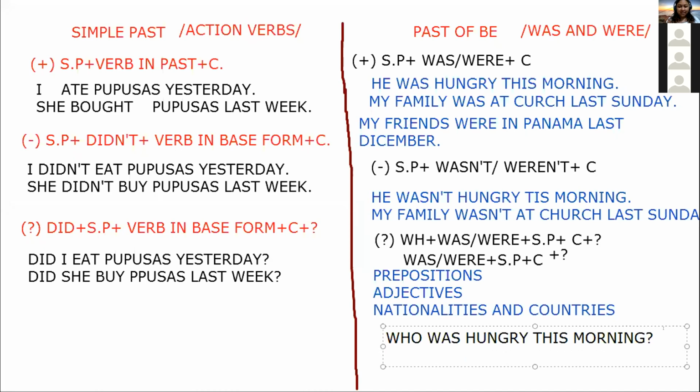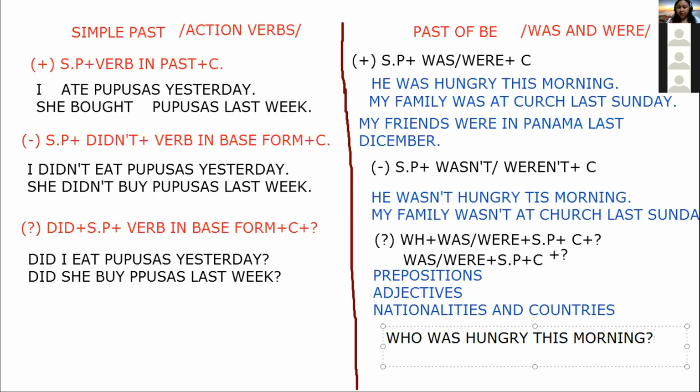Teacher, I have a question. What is the subject pronoun there? In this case, who. But since we say who, we don't have a specific person, so we leave it like this. Who, because it's an indefinite person I'm asking about. I don't know the person.